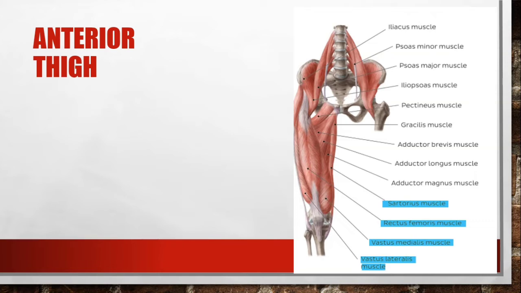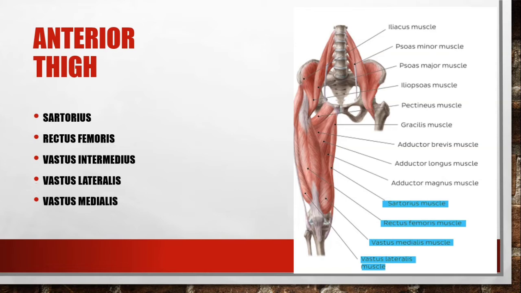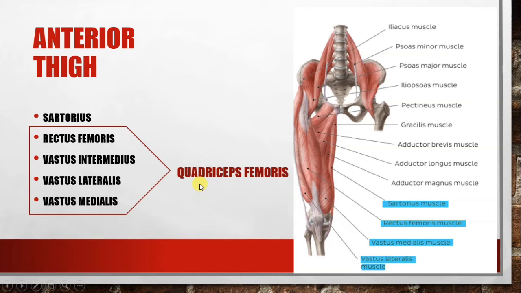Now we'll discuss anterior thigh muscles. We'll be discussing sartorius, rectus femoris, vastus intermedius, vastus lateralis, and vastus medialis. As you can see here in this picture, this is the anterior aspect of the thigh, and I have also highlighted the muscles that we are going to discuss. Rectus femoris with vastus intermedius, vastus lateralis, and vastus medialis are also called quadriceps femoris.